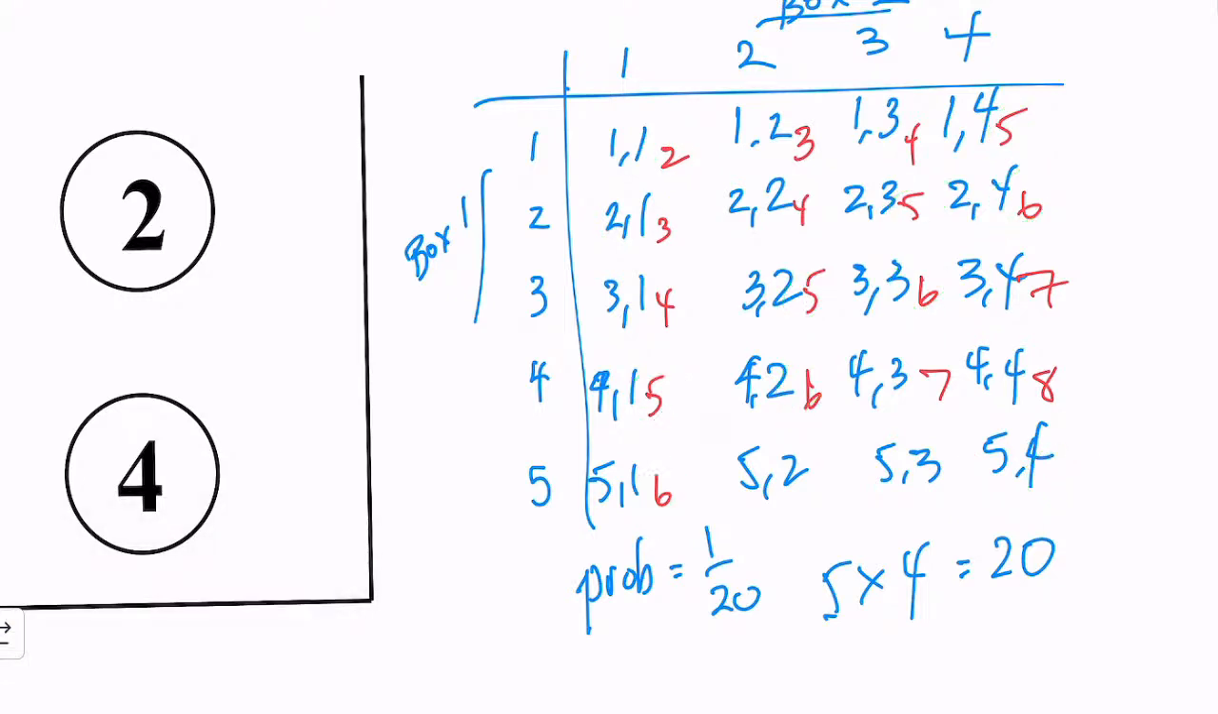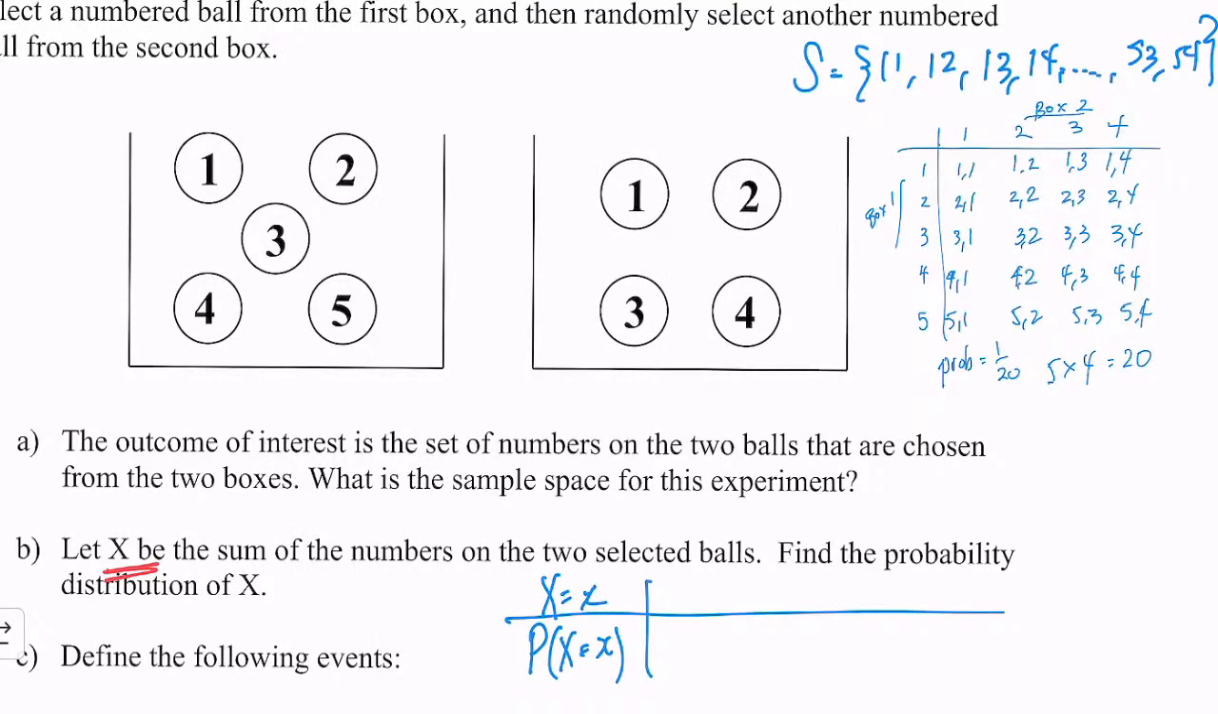Let me take those off. All right. So first, let me just write this down here. So we realize that we're going to have sums between 2, 3, 4, 5, 6, 7, 8, 9. And I want all the probabilities for those. That's what a probability distribution is, right? It's the possible outcomes and their likelihood.